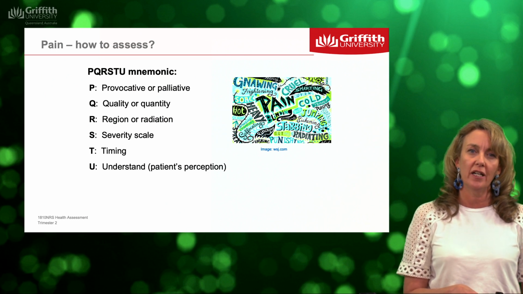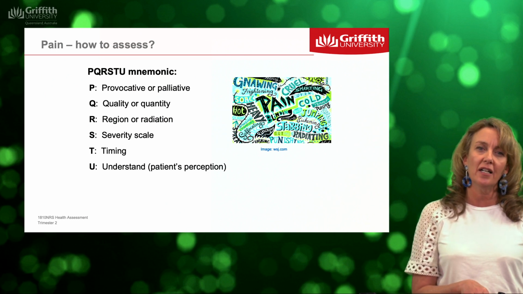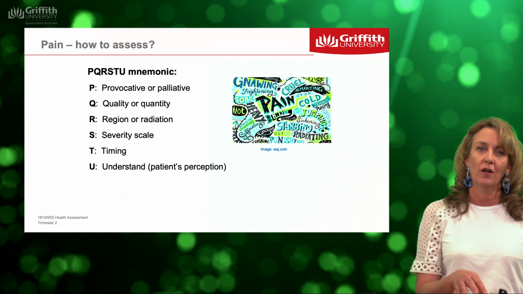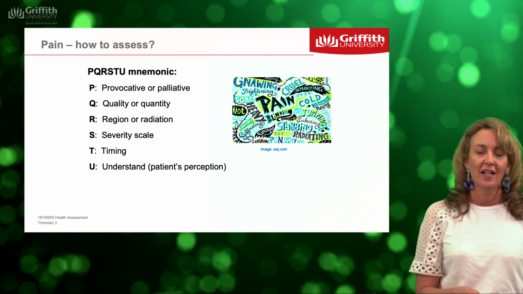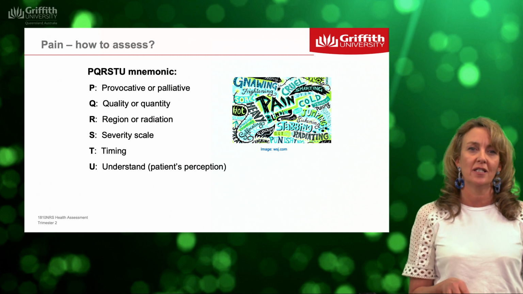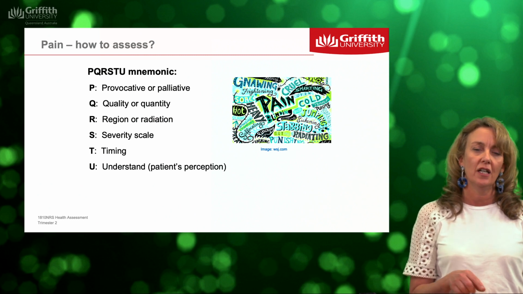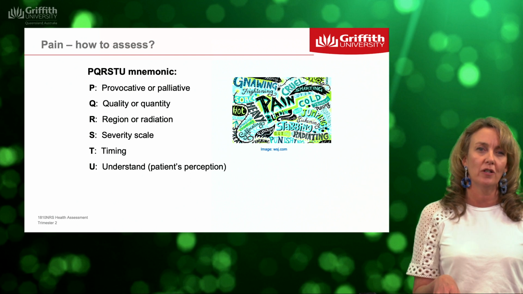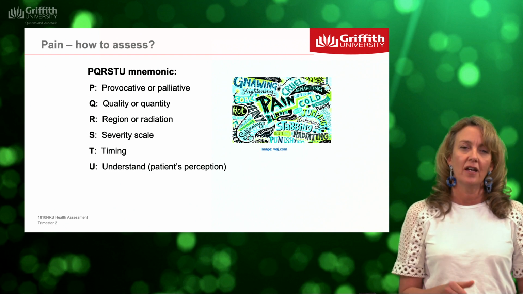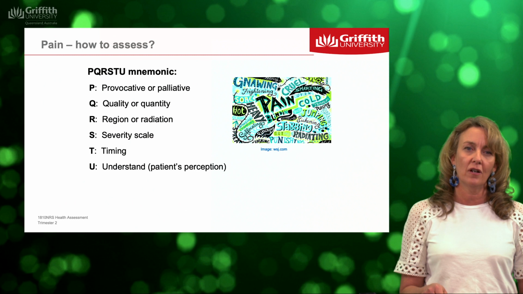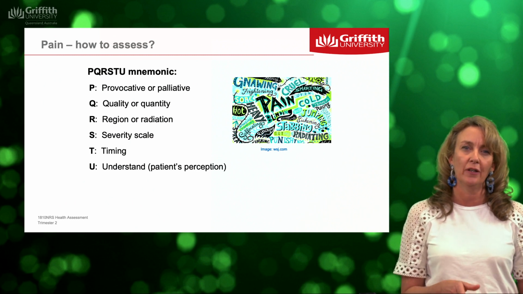The region or radiation is, where is the pain starting and where does it go to? So is it that it's moved from one place to the other, or is it going out from that area? Where is that pain? The severity scale is from 0 to 10. The idea of where, if 0 is no pain and 10 is the most you can imagine, where are you sitting right now? Then we have timing. So when did the pain start and when did the pain stop? So that's an interesting one there too, isn't it? About how long has this pain been going on?